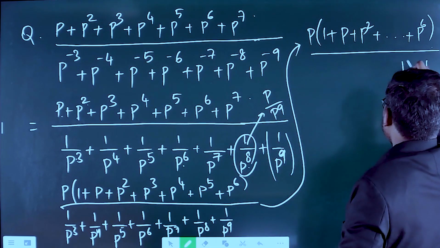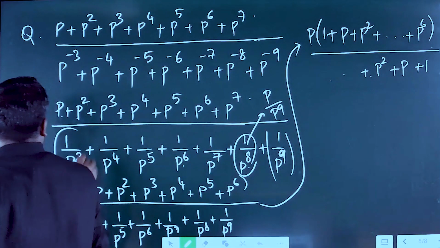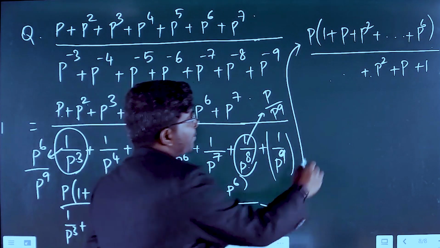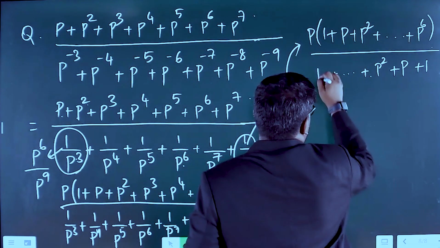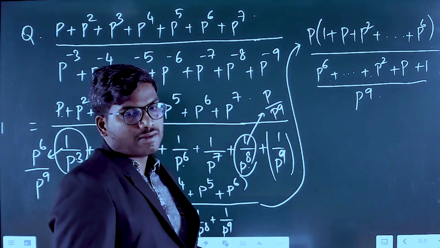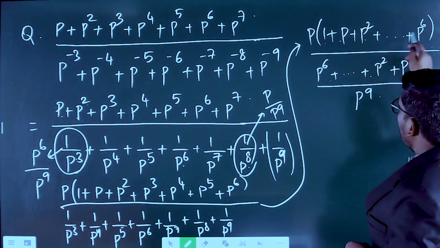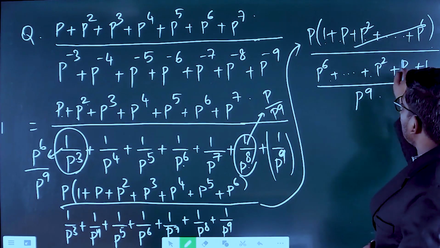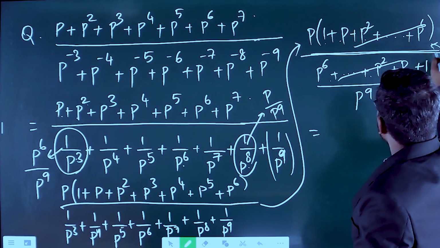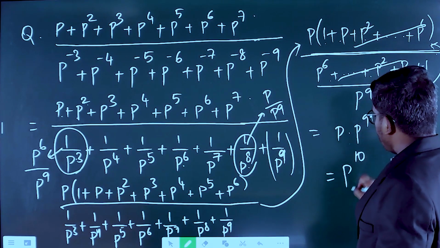So it will be 1 plus p square plus and so on. 1 by p cube, I can write it as p power 6 by p power 9. Right? Now, 1 plus p square and so on up to p power 6 is common in both the numerator and the denominator. So the final answer will be p power 9 goes in the numerator. It will be p into p power 9, which is p power 10.